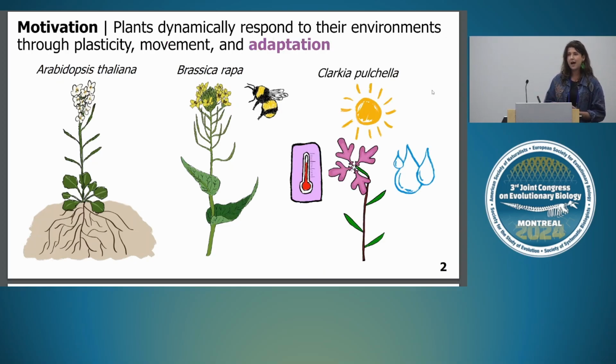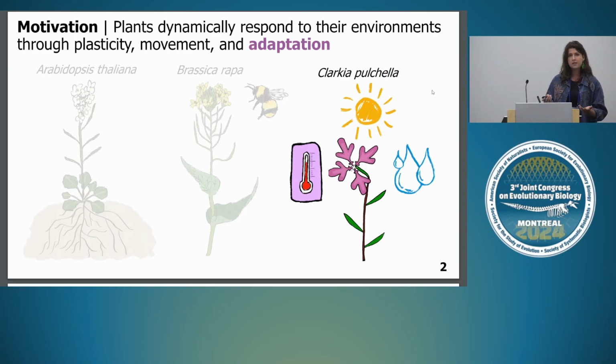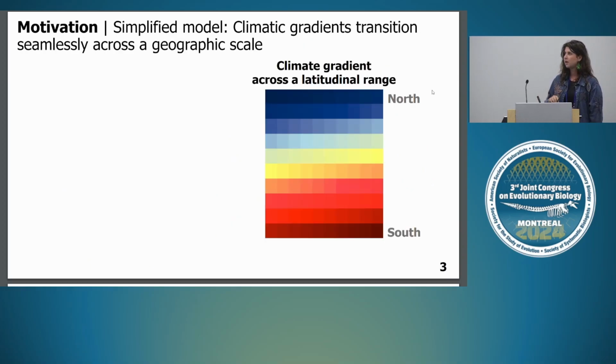And lastly, through adaptation, plants can align flowering time with their environmental conditions, leading to flowering time aligning with climatic conditions. I'm exploring all of these in my PhD and how they can facilitate persistence in the face of changing climates, but today I'm going to be talking about flowering time and climate in particular. So to start with a very simplified model, you may expect that across a latitudinal gradient, the environment will basically be pretty easy to follow.